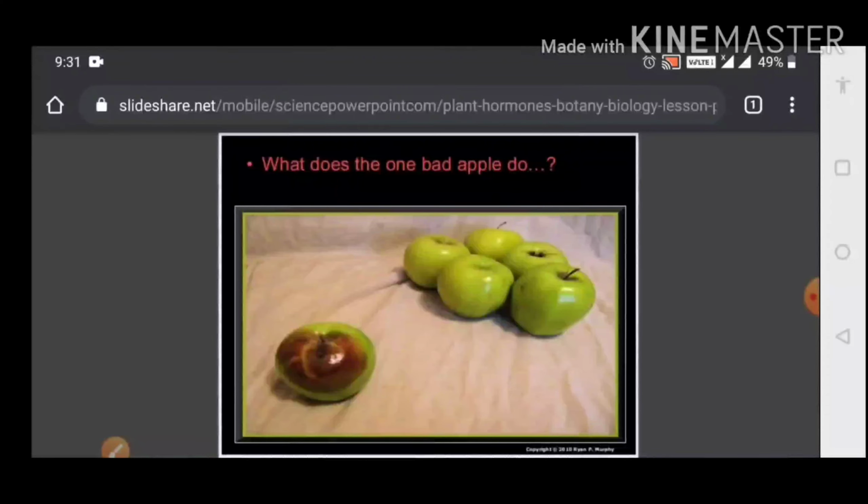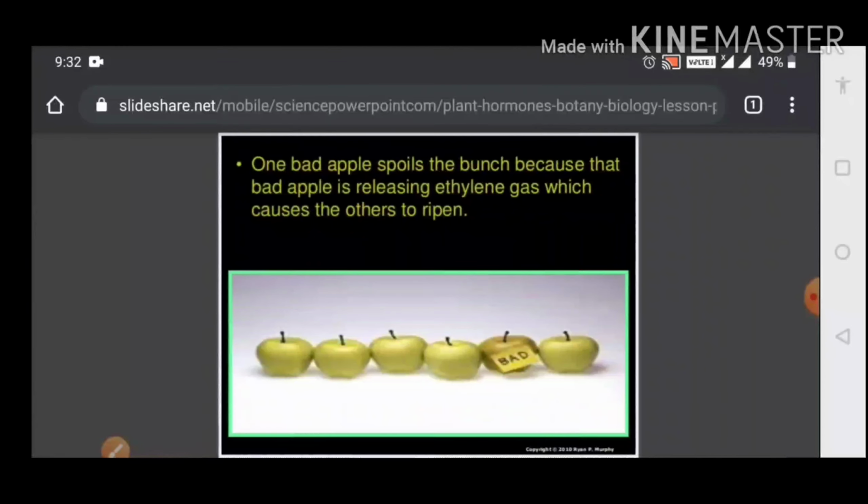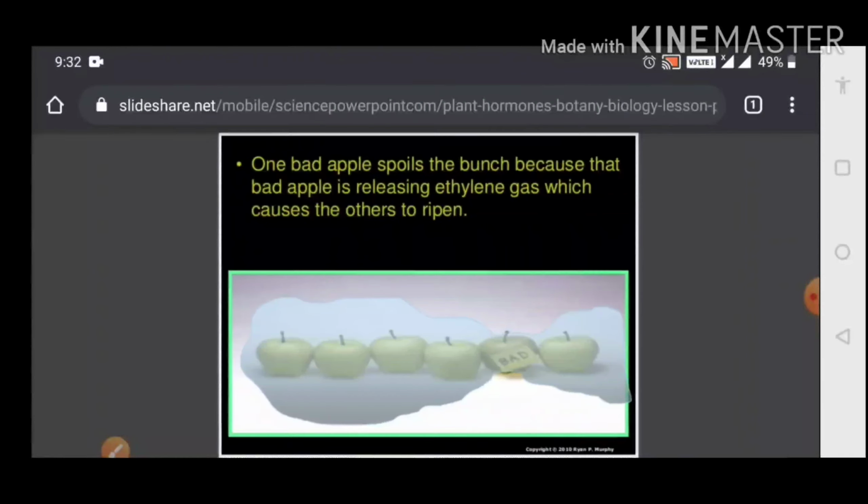Now there is another question in front of you. What does one bad apple do? A common question, isn't it? This bad apple, what will it do? It will spoil the other apples too. Why? Because this bad apple is releasing one kind of plant hormone. And that plant hormone spoils the bunch. This hormone is nothing but the ethylene gas, which causes others to ripen too.